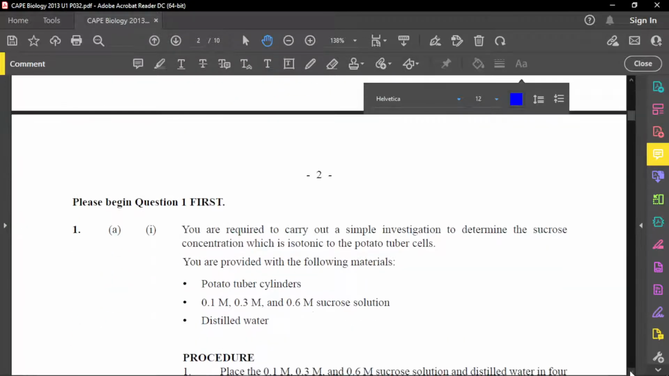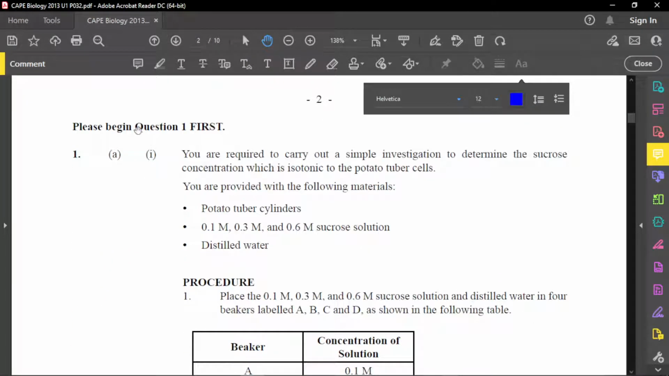All right, and so let's jump into question number 1. And notice here they said, please begin question 1 first. And there's a reason for that. Based on how they set up their lab or the examination room, they want you to do this first for a particular reason. All right. So also make sure that you are conscious of all these instructions.